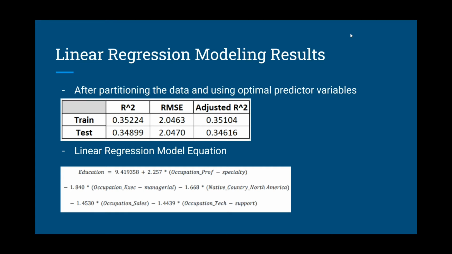And our linear regression model equation, this is the equation that was outputted by our actual linear regression model. Only the top 5 ranked predictor variables were used for simplicity, but this shows how all of these variables, except for occupation professional specialty, actually decrease one's education, and occupation professional specialty is the only one that actually increases it. And the individual is assumed to start at a 9 and a half grade level before taking into account all the variables, adding or subtracting one's education level.